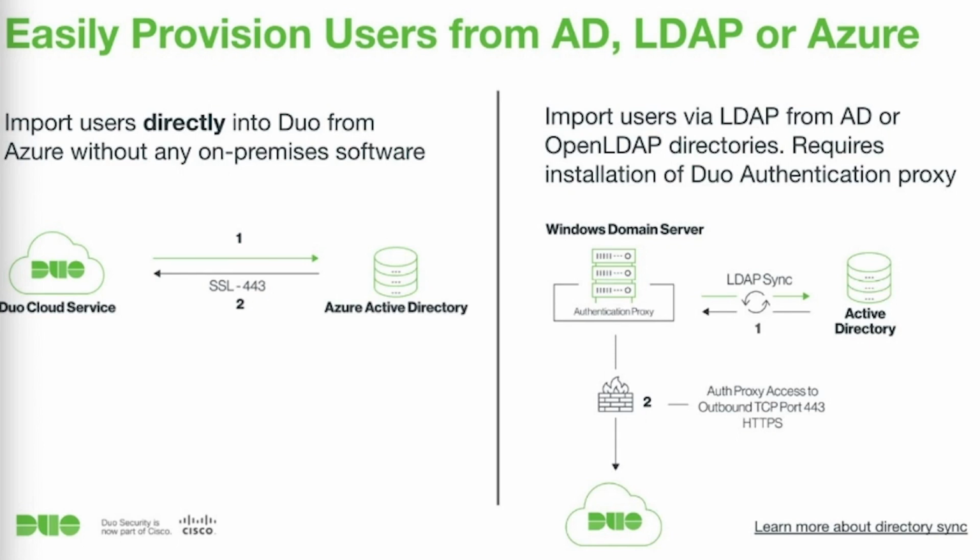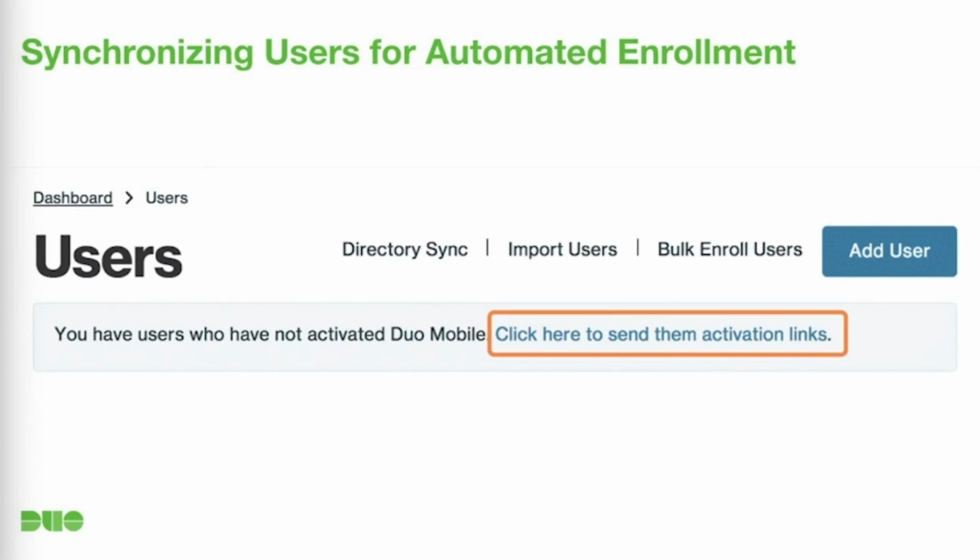So let's talk about actually syncing users for auto-enrollment. So your users will need to have the Duo Mobile app installed in order to get started. And the way that they do that is from the Duo dashboard, the administrator will need to go into the user tab and click on this link here to send activation links. This will prompt the users who don't already have it on their devices to install Duo Mobile.